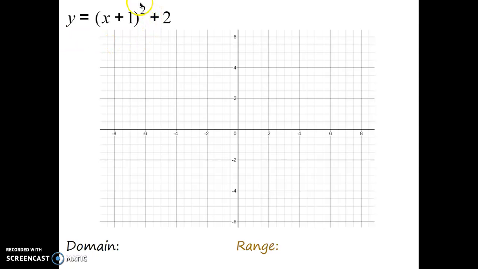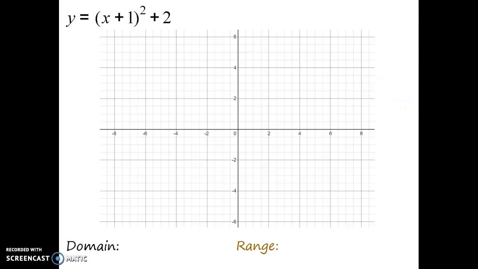I can tell this is going to be a parabola because I have a squared right here. That means it's a quadratic graph, and quadratic graphs make parabolas. Normally, my parabola sits right here with the vertex on the origin. But look at what I'm going to do here. This plus 1 is inside the function, so that's going to be a horizontal shift to the left. The plus 2 is on the outside of the function, so that's going to be a vertical shift up.